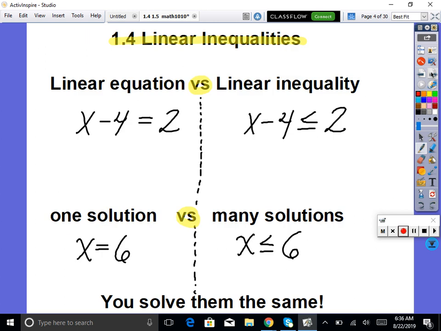Okay, let's get to 1.4, linear inequalities. Now this is very similar to a linear equation, which is what we did in 1.1, solving a linear equation, such as x minus 4 equals 2. So to solve for x, we would add 4, we know. We get x equals 6. That's a linear equation. Now look at a linear inequality. Hold on. I'm going to push stop on my video here.